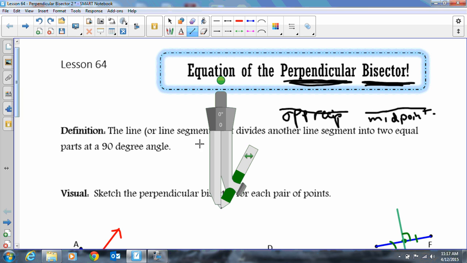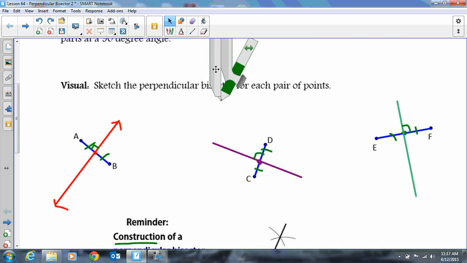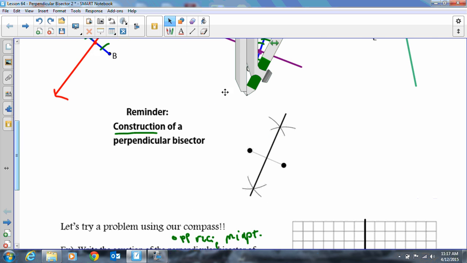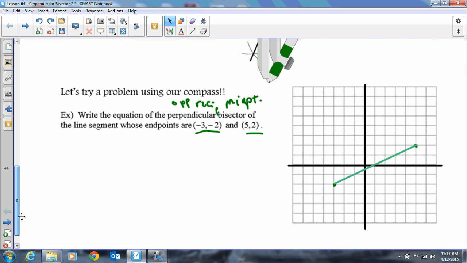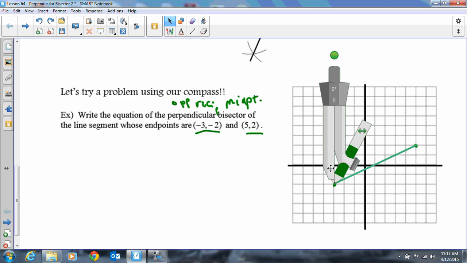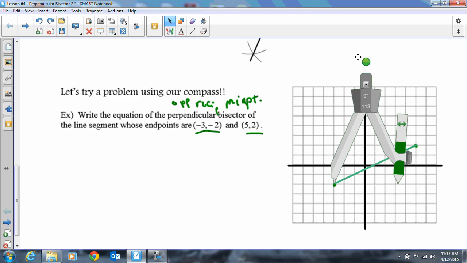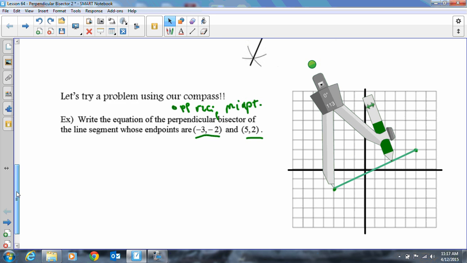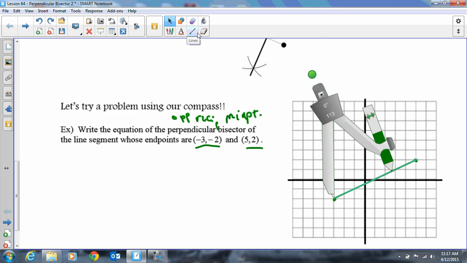All right, let me grab my compass. All right, here we go. So remember the construction, we're going to put the needle on one of the points. The order doesn't matter, so just put the needle on one of the points. And you have to make sure that when you open your compass, it needs to be more than halfway. So let's see how my compass here is open, starting with the needle on a point, more than halfway. Anywhere more than half, so that looks about right.